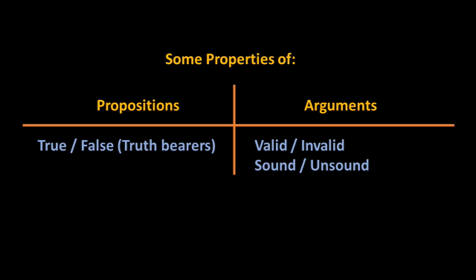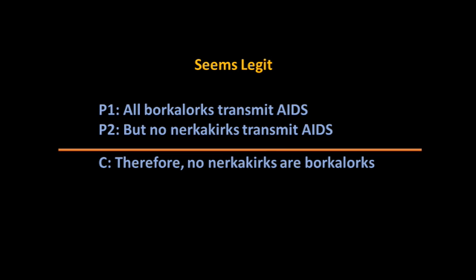But before we can do this, we need to understand one incredible feature of reasoning, its formal nature. Consider the following innocuous-looking example. All Borkelorks transmit AIDS, but no Nurkakirks transmit AIDS. Therefore, no Nurkakirks are Borkelorks. The conclusion that you have surely reached is that no Nurkakirks are Borkelorks. After all, it stands to reason that if all Borkelorks transmit AIDS, and Nurkakirks don't, they can't be Borkelorks.